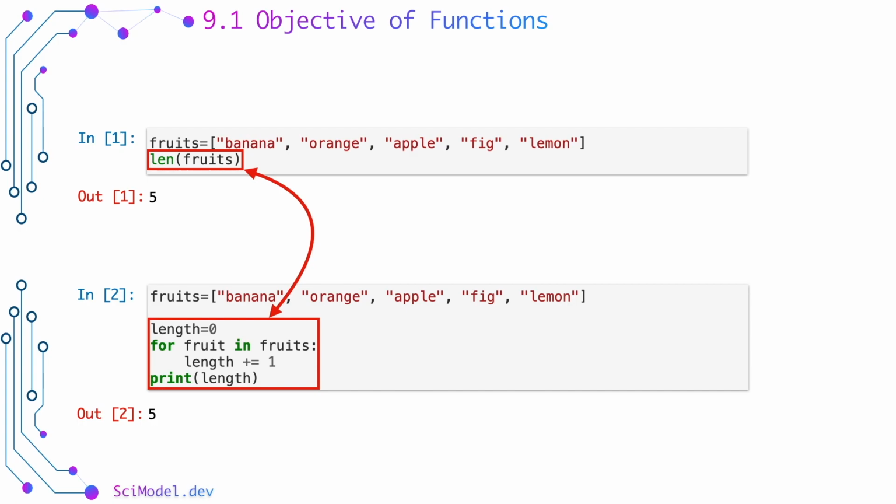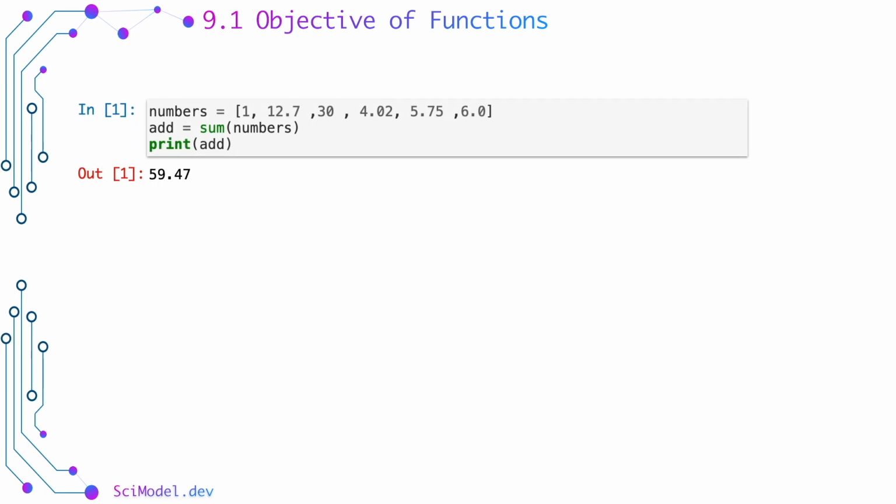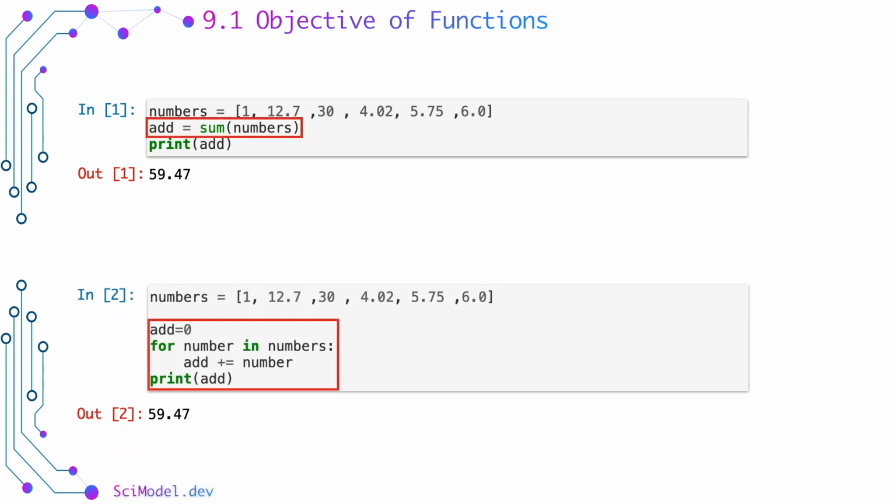Now, let us take another example explaining the sum function. The function sum takes a sequence of numbers as an input and outputs the sum of all elements in it. The list of numbers is saved in a variable called numbers, and the add variable is the sum of numbers in this list. In order to replicate the inner working of the sum function, we first need to create a variable called add which will be used to sum over all numbers in the list. The starting value should also be initiated to 0 to have a correct summation.